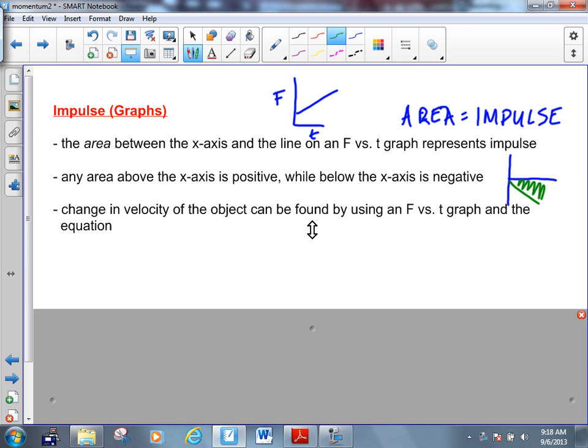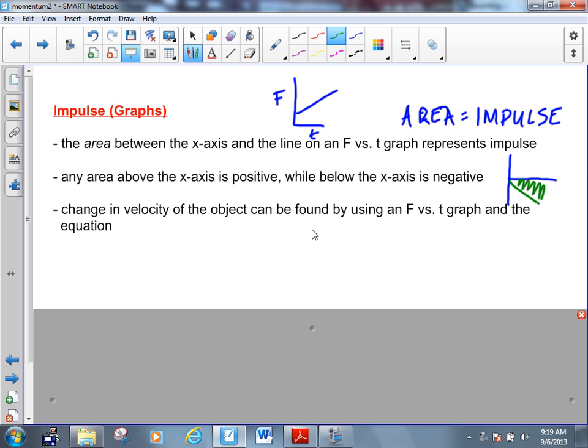And finally, once you've got the area, and you are going to get the area each and every time. Remember, you see that graph, I want you to think automatically area equals impulse. Even if you're not asked for impulse, I want you to think that and do that. But sometimes they take you a step further in the question. They ask you for the change in velocity, not the impulse, not the change in momentum, but the change in velocity. If that's the case, I still want you to get the impulse.